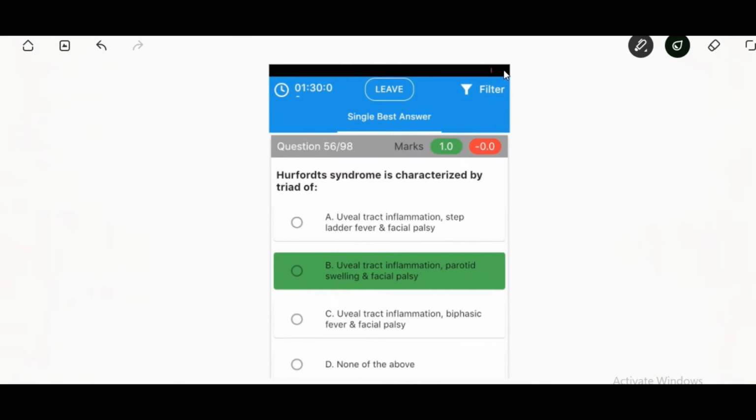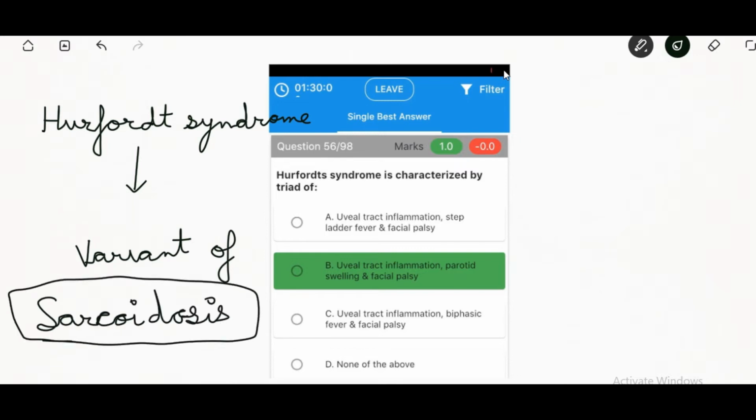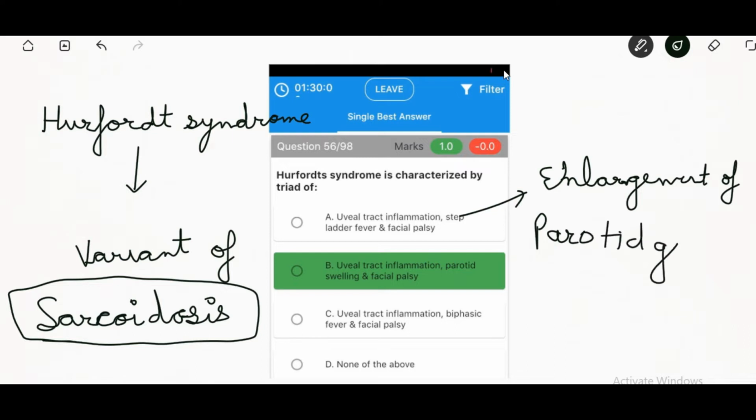Heerfordt syndrome is characterized by a triad of, the answer is B, uveal tract inflammation, parotid swelling, and facial paralysis. Heerfordt syndrome is a form of sarcoid that occurs in the presence or absence of systemic sarcoidosis. It is characterized by enlargement of the parotid gland, facial nerve paralysis, and anterior uveitis. What is uveitis? Uveitis is the inflammation of the eye.